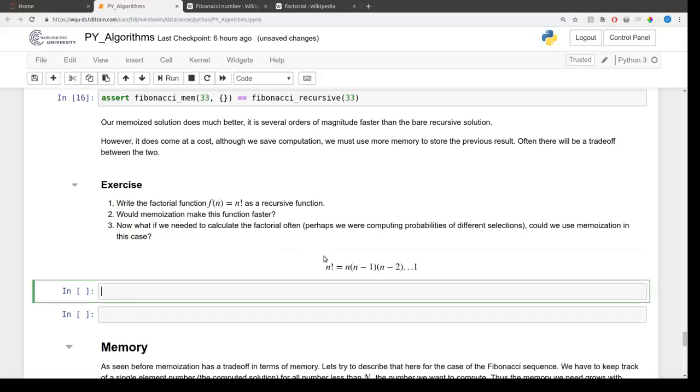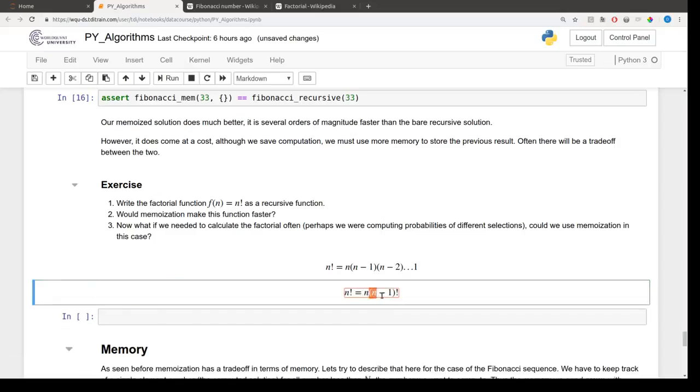Looking at this, we can observe that if this is n factorial, then n minus 1 factorial is n minus 1 times n minus 2 times n minus 3 all the way down to 1, which means n factorial equals n times n minus 1 factorial. So here we have something that looks like a recursive function, because n factorial is equal to something times the exact same thing that we're interested in, the factorial.